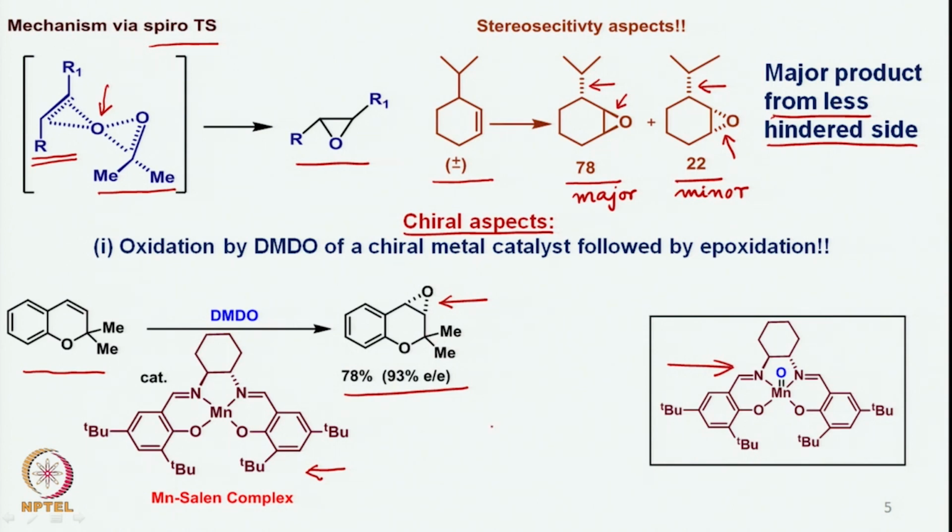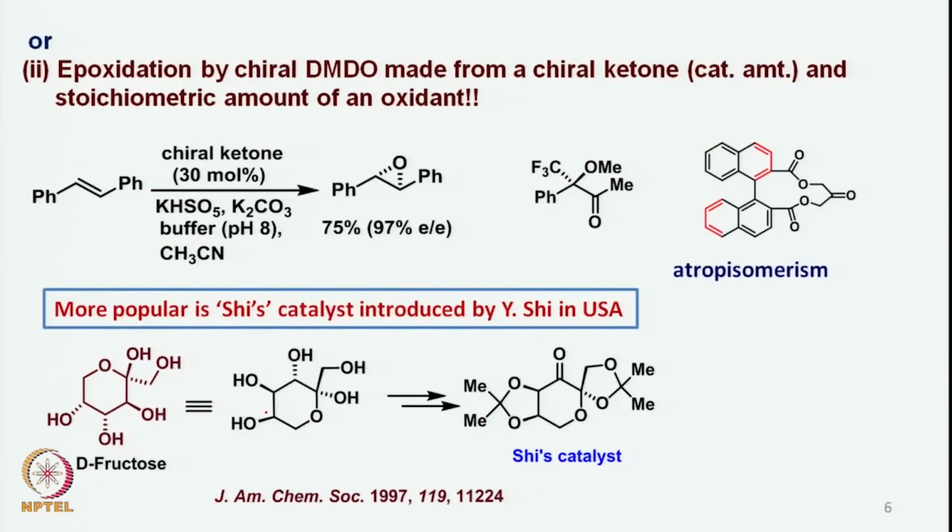This is something that we will discuss in a little more detail later on when we do the asymmetric epoxidation. So this is called Katsuki-Jacobsen epoxidation, and I have mentioned it here mainly because it utilizes DMDO in the reaction. Of course, you can also use some other oxidizing agent, but the advantage of using DMDO is that the side product is a ketone, that is acetone.